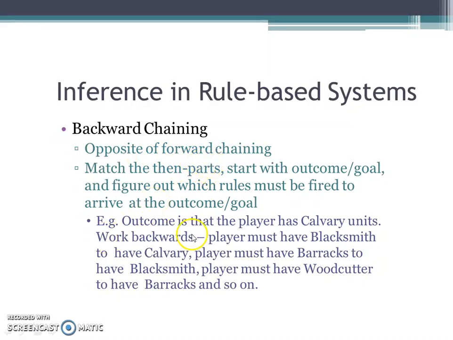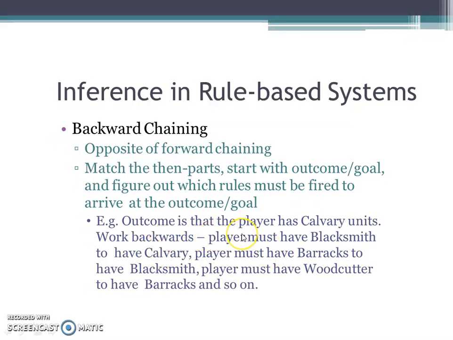An example of that would be this. Let's say the outcome is that the player has cavalry units. Assuming we find that the outcome is that the player has a cavalry unit, we work backwards. Because when you have cavalry units, you should have a blacksmith, since we need a blacksmith for cavalry. So we work backwards.